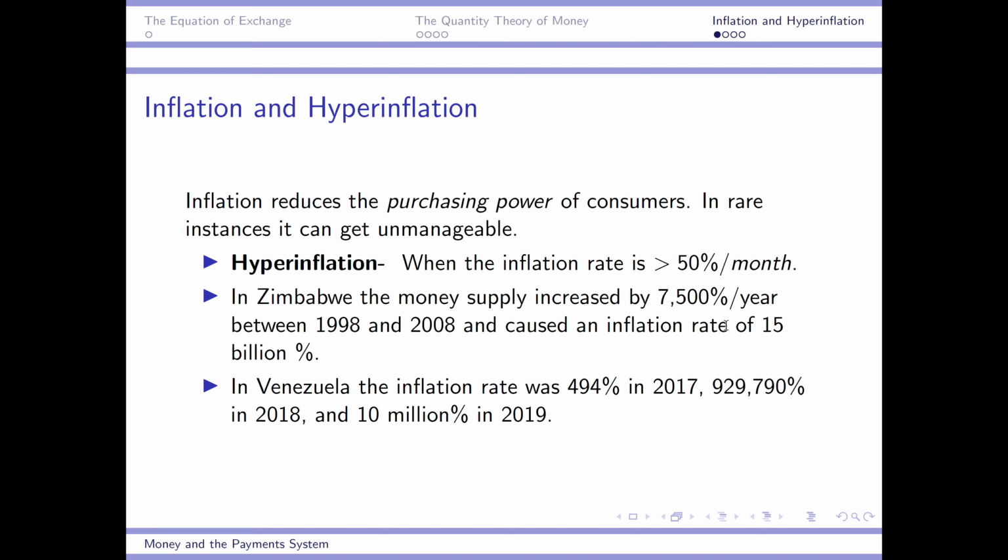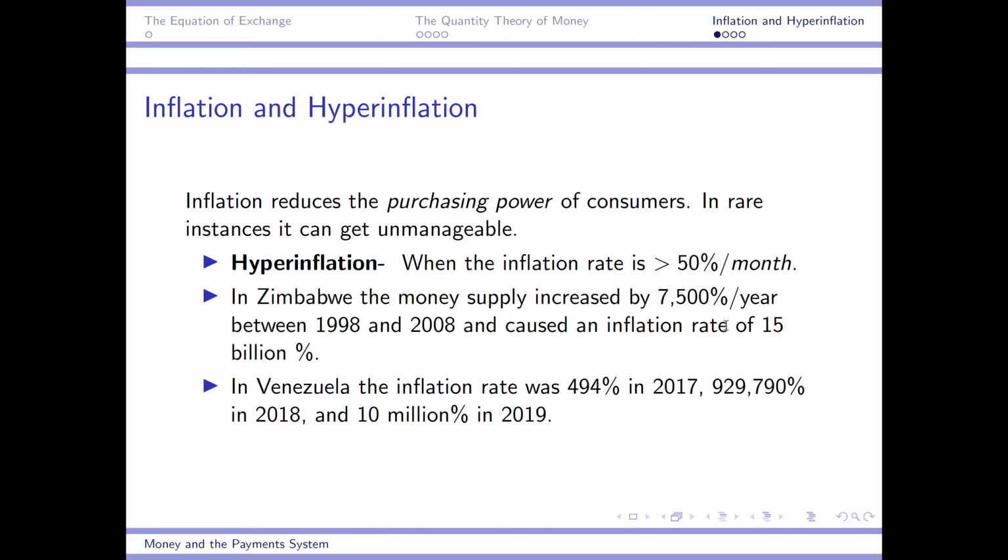And in rare instances, it can even get unmanageable. For a lot of you that don't know what happened in these two examples, this may sound crazy or even fictitious, but this is 100% true. When inflation gets to greater than 50% per month, we define it as hyperinflation. And in Zimbabwe and Venezuela, we had a couple examples of just incredible, insane hyperinflation that really destroyed their economies.